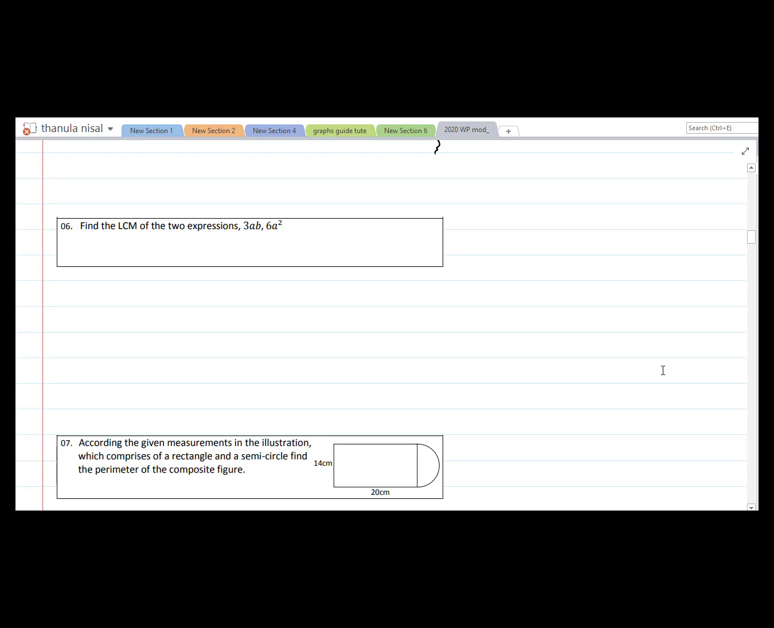Let's jump to question number 6. We want to find out LCM. They have given two expressions. So how to do that? Let's rewrite them using prime factors. Numerical values are 3 into A to the power 1, B to the power 1. Let's write in this way: 6A square. That means 2 times 3. Then 2 to the power 2 into 3. Here exponent is 1. A to the power 2. Here no B values, therefore B to the power 0. I'm going to write this one as 2 to the power 0.